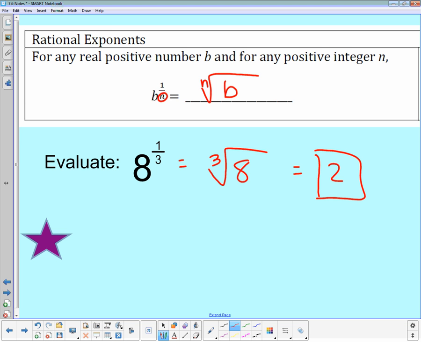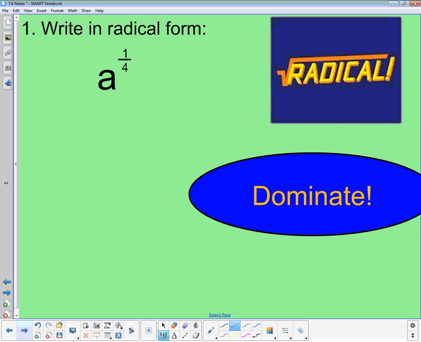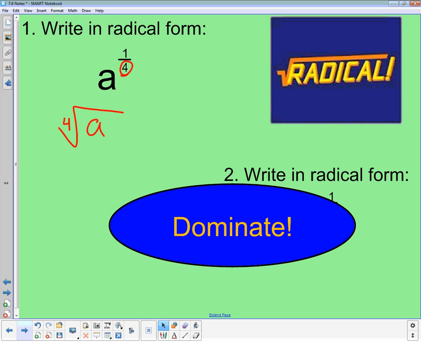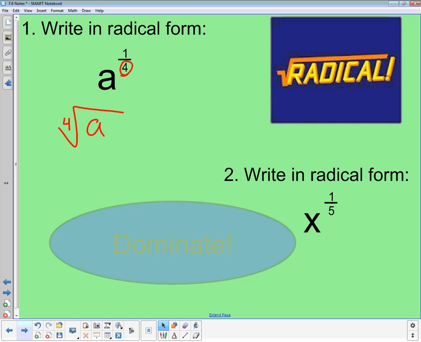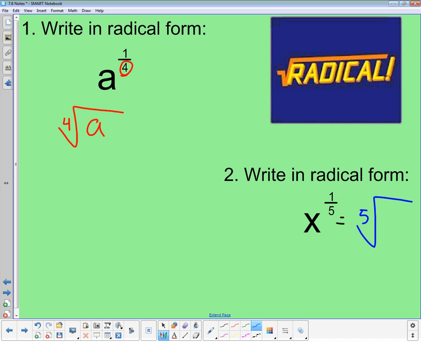It says write in radical form. And if I was going to write this in radical form, 4, again, that denominator becomes my index. So I'm looking at the fourth root of a. Okay, the fourth root of a there. Same thing with x to the 1/5. For x to the 1/5, I turn that into the fifth root of x. Okay, so 5, that denominator becomes the index.